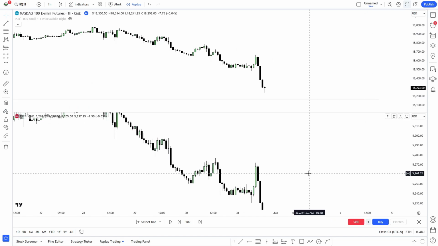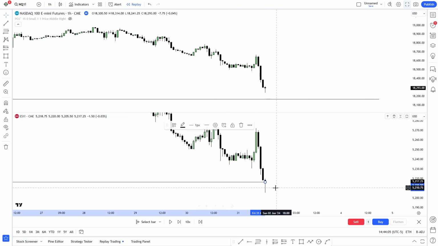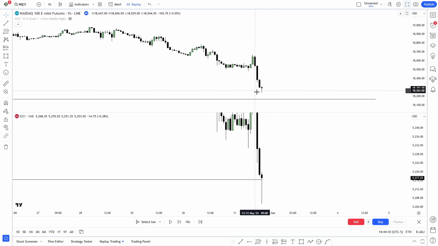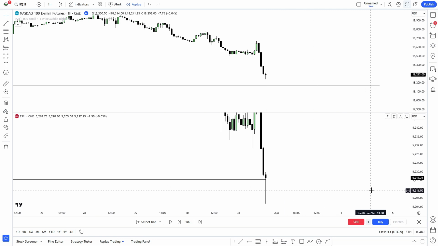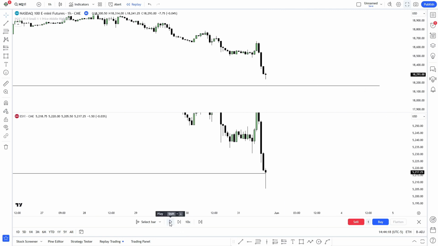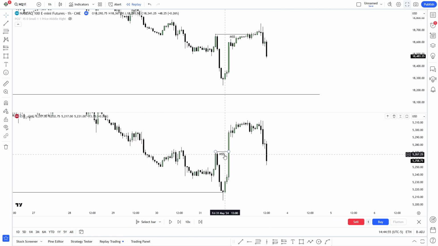Okay, here on the hourly, we can see we've swept that low right there. Failing to close below it. Also here, failing to go below it. So now I'll look for a displacement to the upside. So let's see if we get that here. All right guys, so now we've gotten our displacement and market structure shift above this swing high right here. We can now look for an entry.